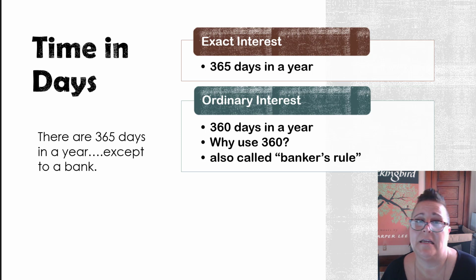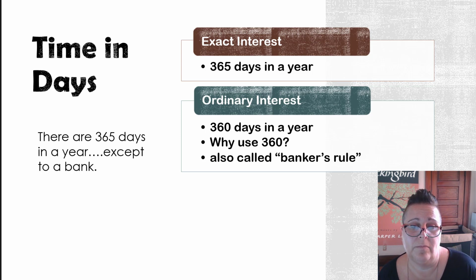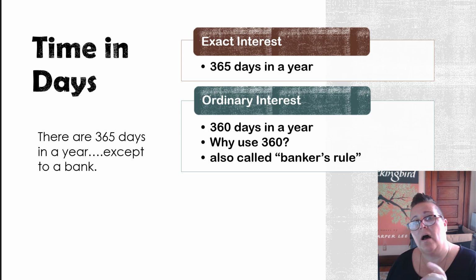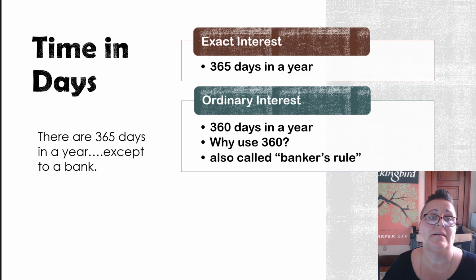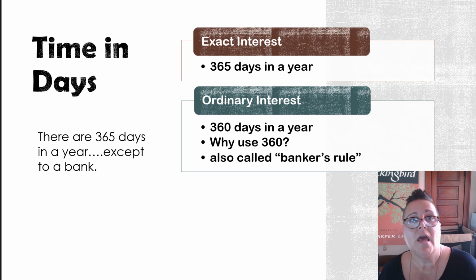But 360 is divisible by 2. It is divisible by 3. It is divisible by 4, by 5, by 6, not by 7, by 8, by 9, by 10. So as a mathematician, I've got to say they used 360 because it was just easier. Lots of stuff went into 360. They had options with 360 that they did not have with 365. And thus they started using 360, and then that became what's known as the banker's rule for the number of days in a year.